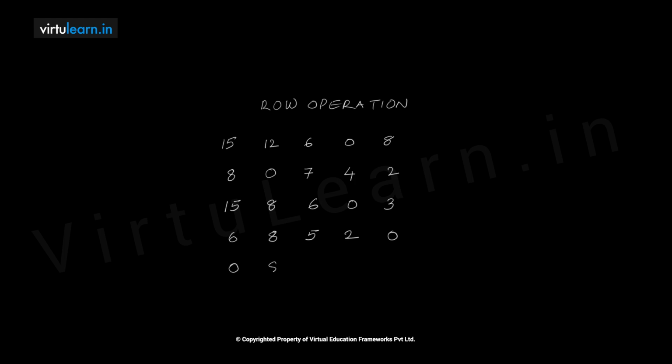So we will write down the row as it is, because anything minus 0 remains the same element. So we have done row operation. Afterwards we will proceed to the next operation, that is column operation. In column operation we will find the lowest element of each column and subtract that element from each element of that column, and we'll write down the table.